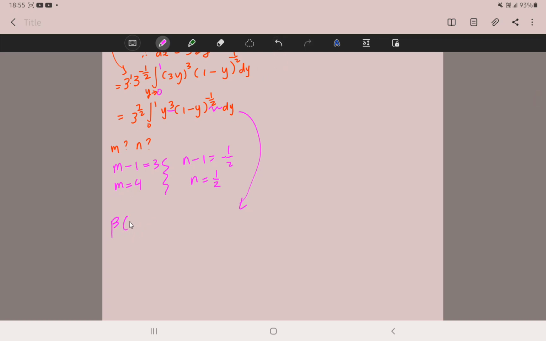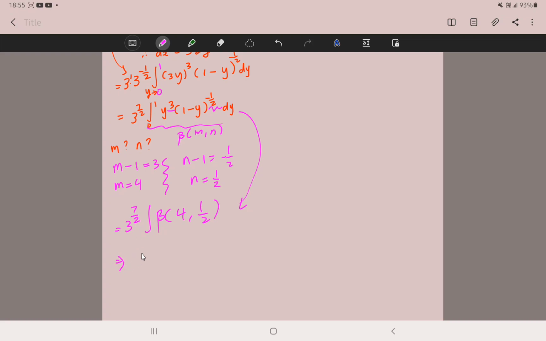So yes, this is actually beta of 4, half, which equals 3 to the power of 7 over 2 times, sorry, let me improve the way of writing. So this is actually 3 to the power of 7 over 2 integration, beta of m, n. So m is 4, n is half, like that.